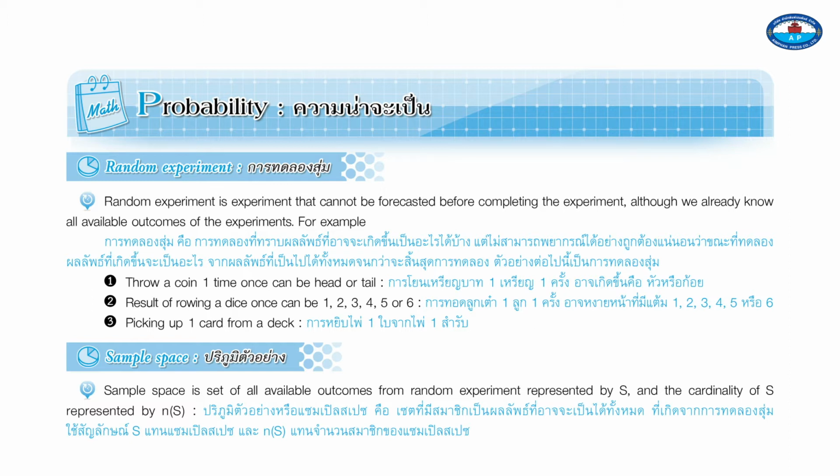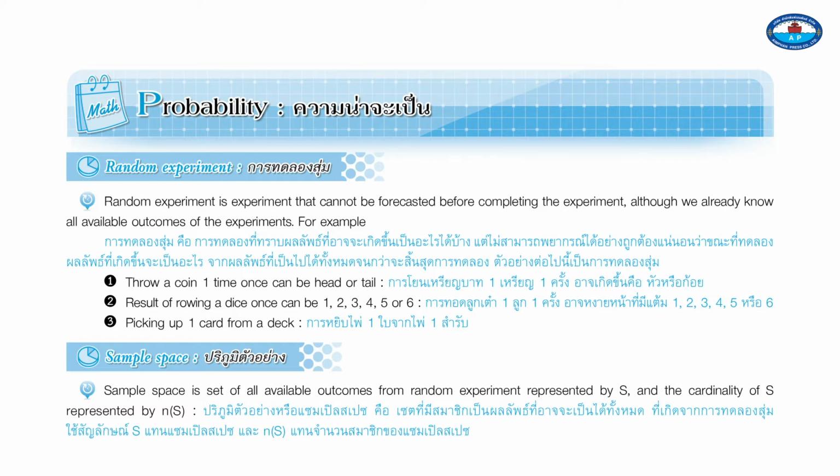Probability. Random experiment. A random experiment is an experiment that cannot be forecasted before completing the experiment, although we already know all available outcomes of the experiment. For example, 1. Throw a coin 1 time; the result can be head or tail. 2. Result of throwing a dice once can be 1, 2, 3, 4, 5, or 6. 3. Picking up 1 card from a deck.